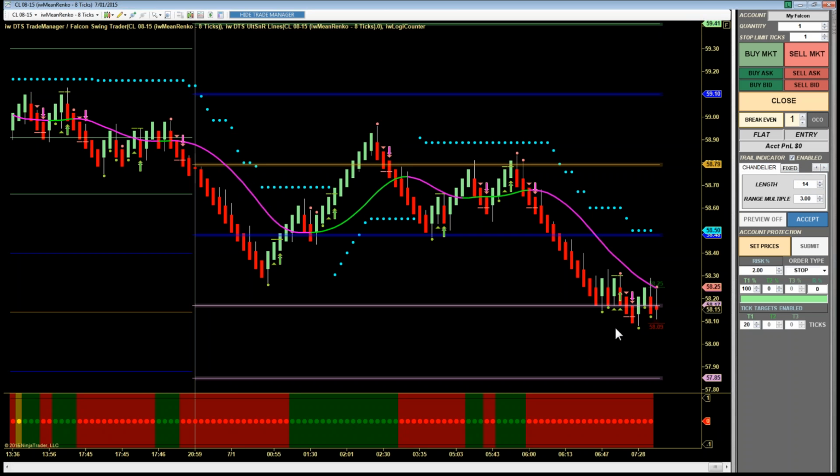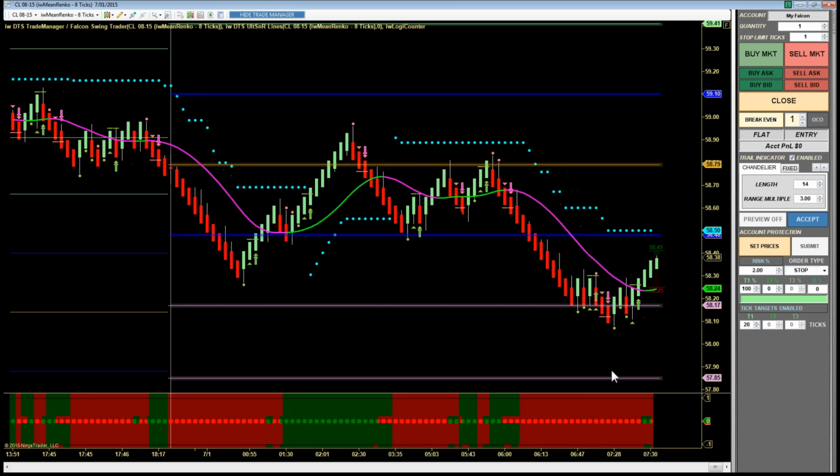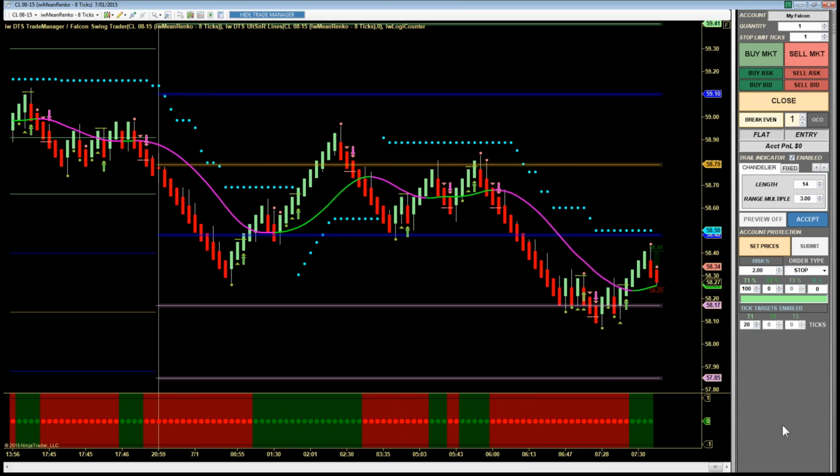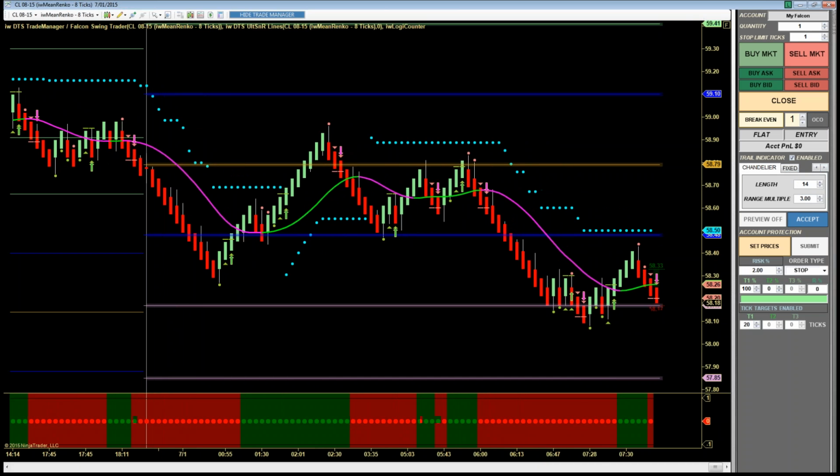This is what a trading friend of mine likes to do. He says he lets it hit the floor, let the dust settle, and then he'll bracket the range. So there's not much else going on. We might as well take a look at crude.